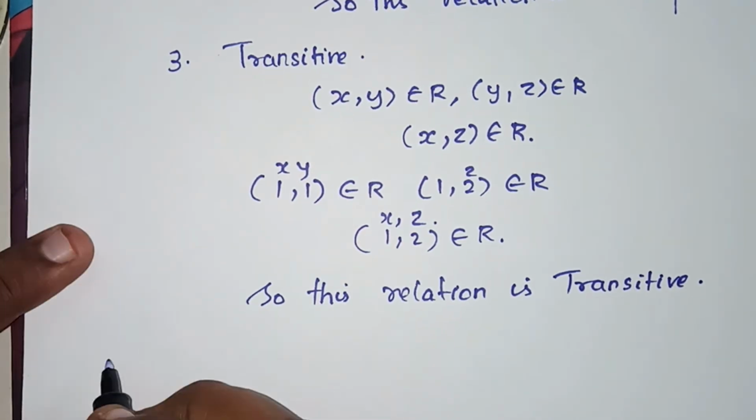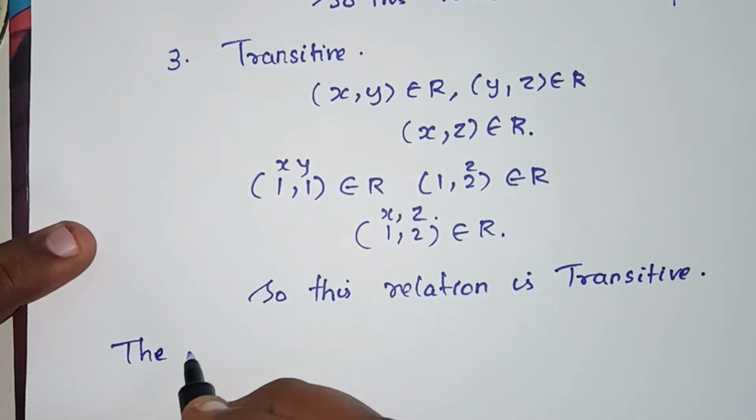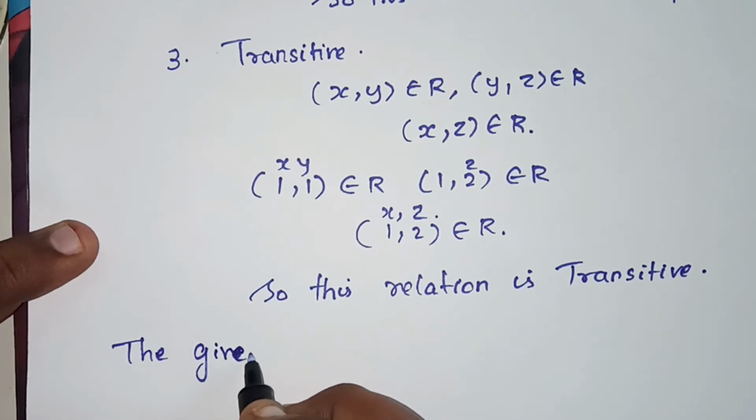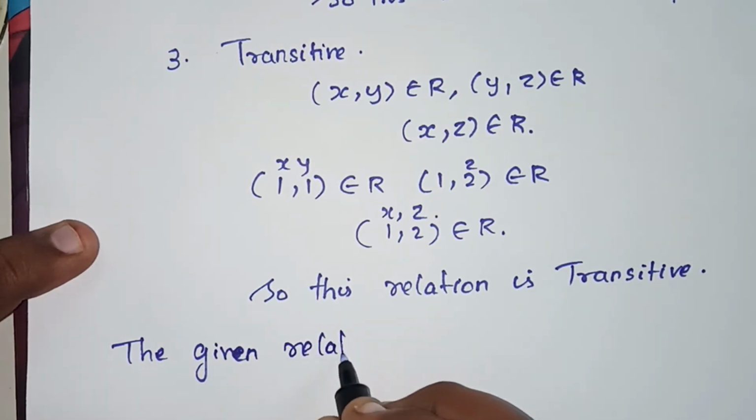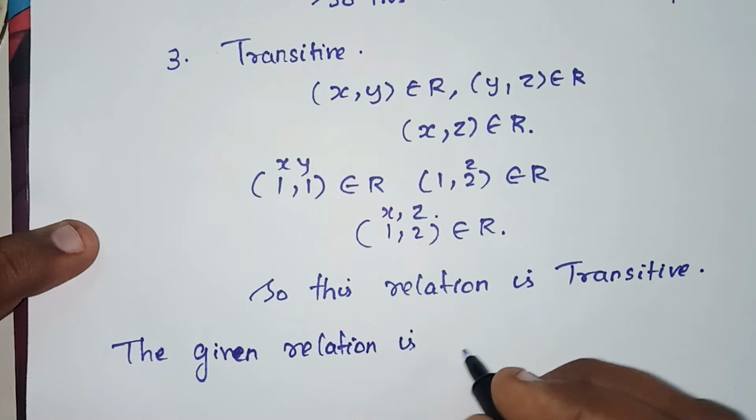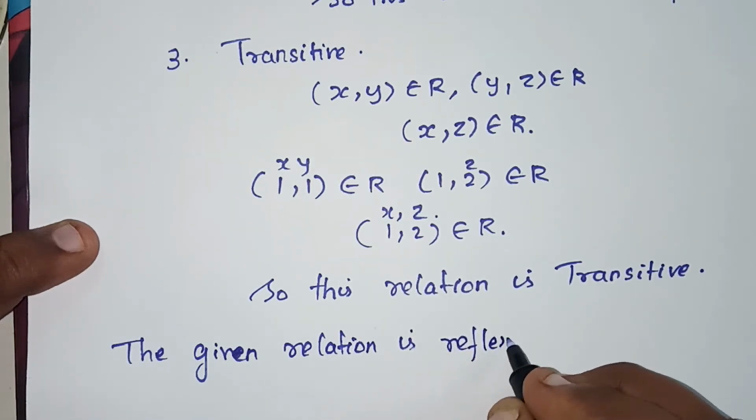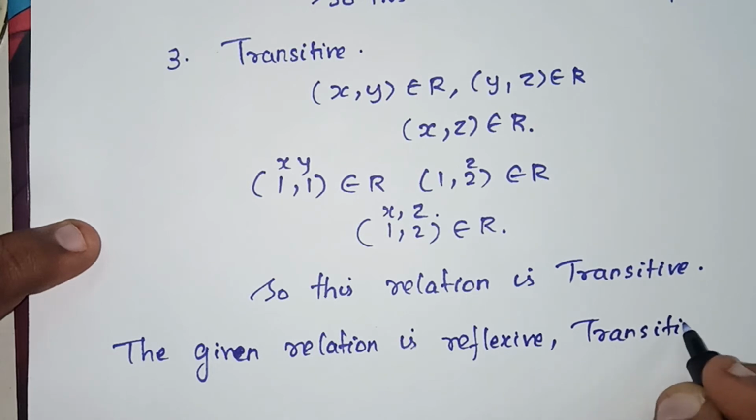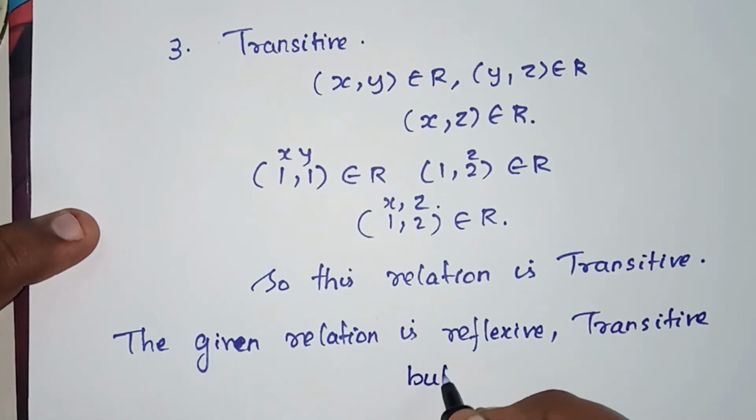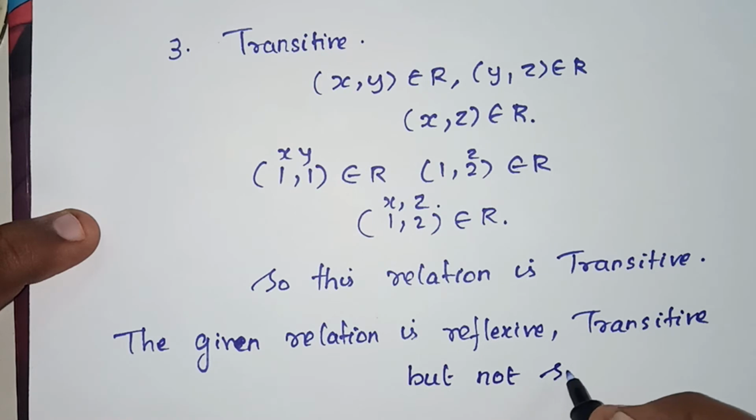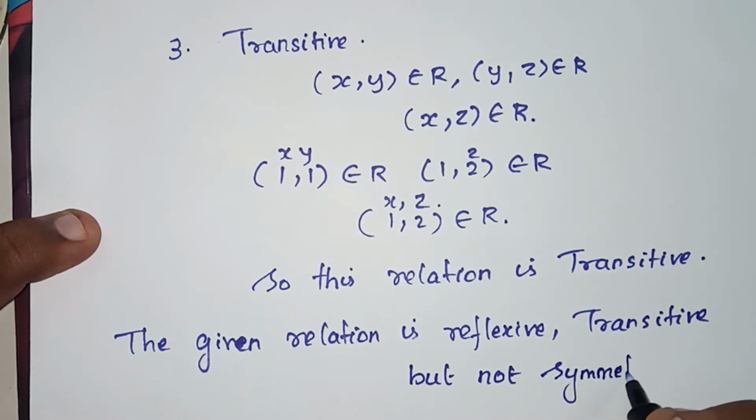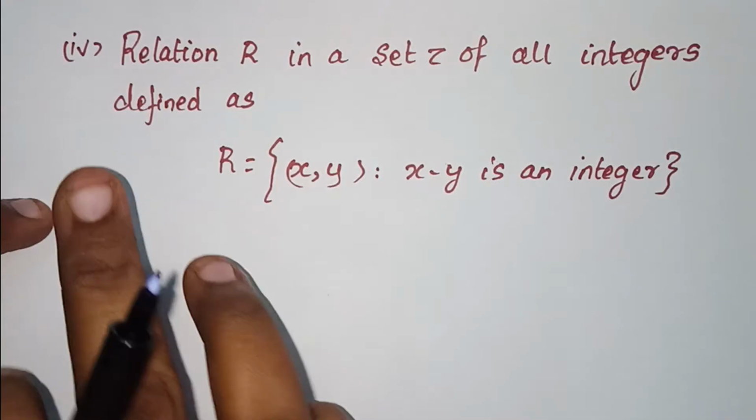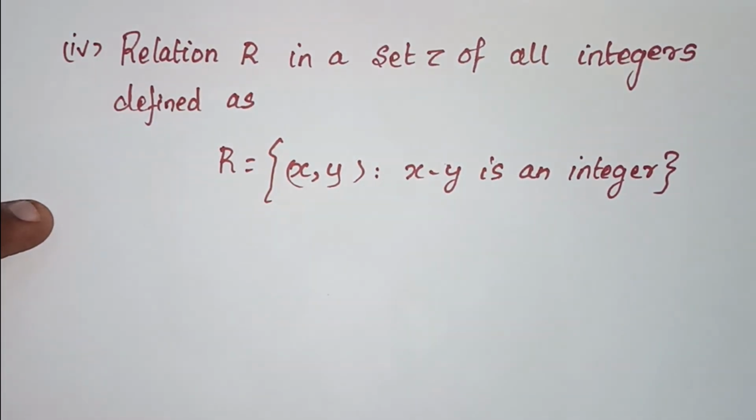So finally, the given relation is reflexive, transitive, but not symmetric. So this is the answer. Next, fourth part in first question.